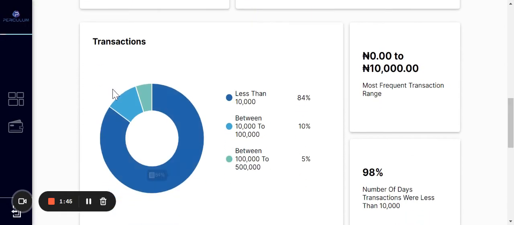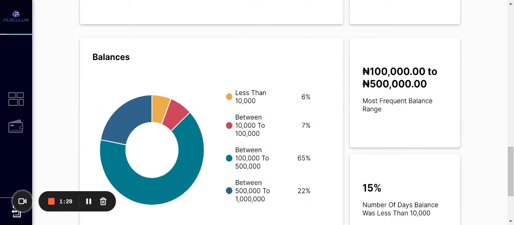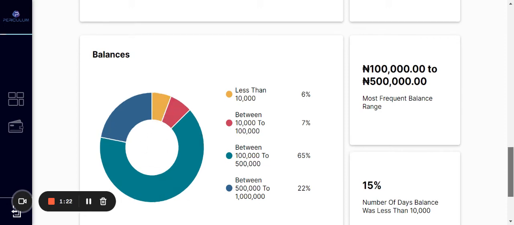Then this shows you the transaction pattern. Are they a high spender or low spender? What bucket do they spend in? Is their transaction mostly falling into less than 10,000 naira? It then shows you their most frequent transaction range, and also the most frequent balance range. Their balance typically is between 100,000 to 500,000, and this is a graphical form of that.